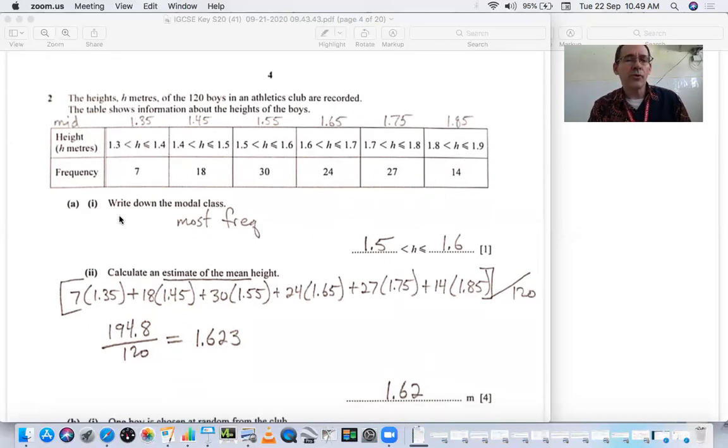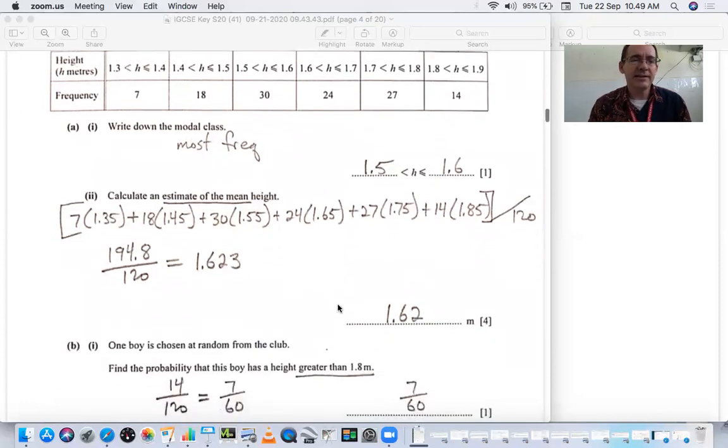AI, write down the modal class. Modal means most frequent. So the highest frequency is the one with the 30. And so that has the boundaries of 1.5 to 1.6. Then calculate an estimate of the mean height.